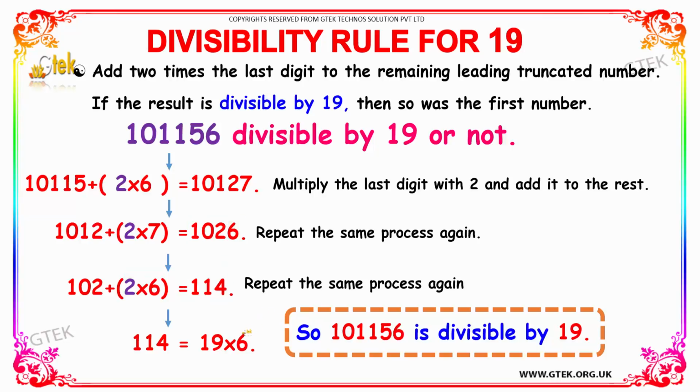We know that 114 is a multiple of 19 with the factor 6. So since our final number over here is divisible by 19, it implies that the number 101156 is divisible by 19 as well. So this is how you have to check whether a number is divisible by 19.